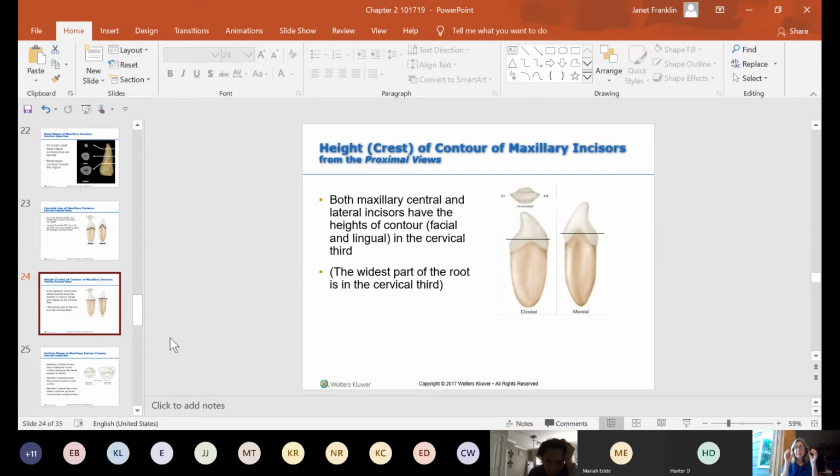So in other words, at the gum line, they start out fat, and as you get toward the biting surface or the incisal edge, they get thinner. And the widest part of the root is in the cervical third. So the widest part of the root starts out fat, where the enamel is, or the CEJ, and it gets thinner as it goes up. It forms like a cone shape.